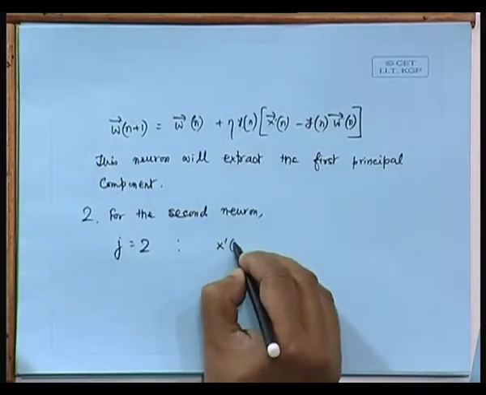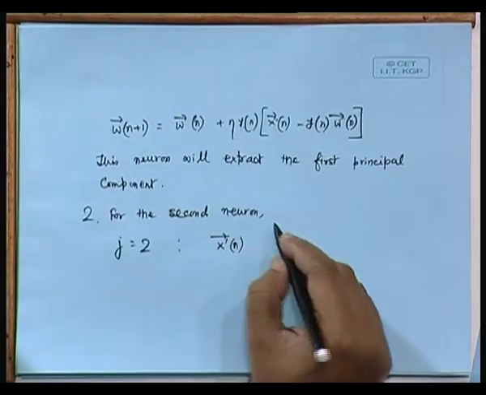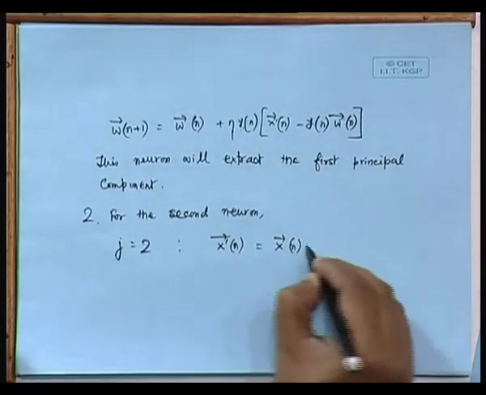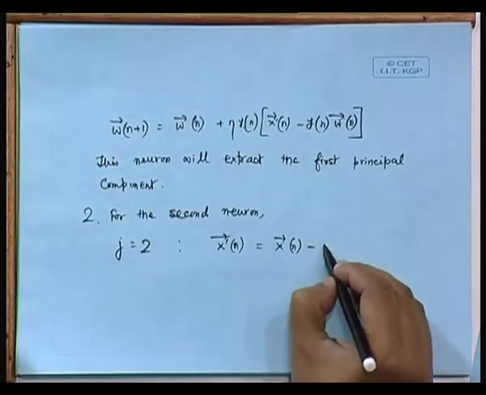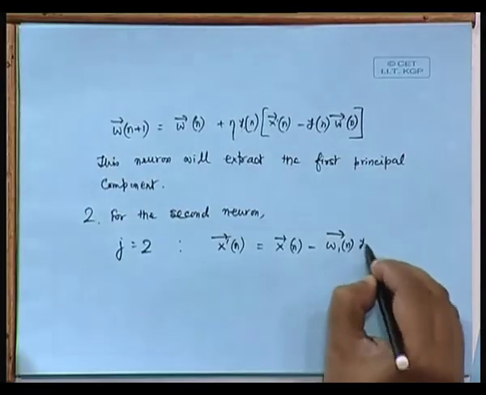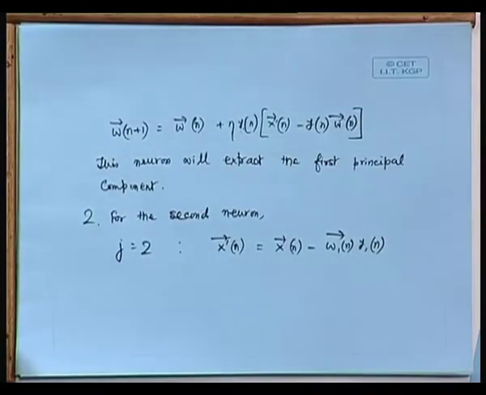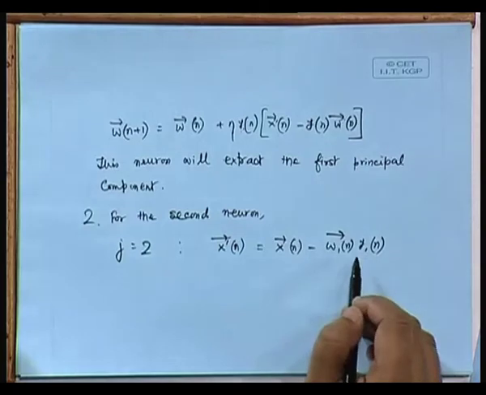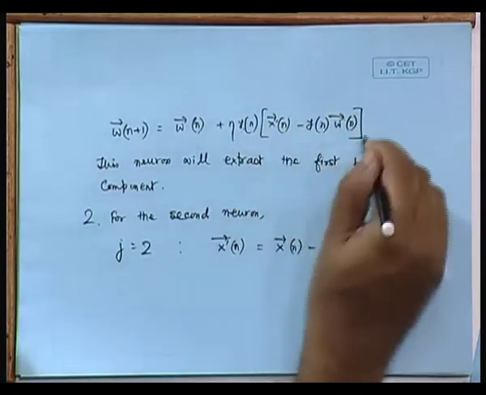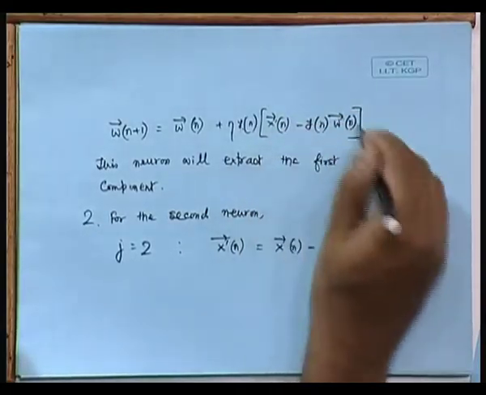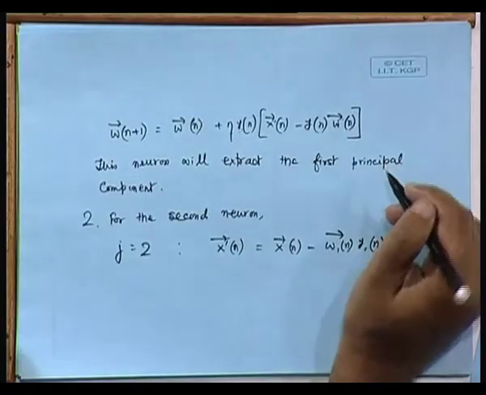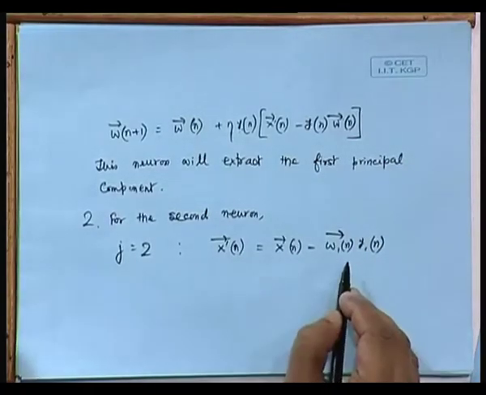If we take j is equal to 2, then x prime n for the second neuron will be equal to x of n, and from there we have to subtract W1 n y1 n, the term that we have already considered. This minus this has already been accounted for the first neuron. So, that will be our x prime n for the second case. Are you getting it?